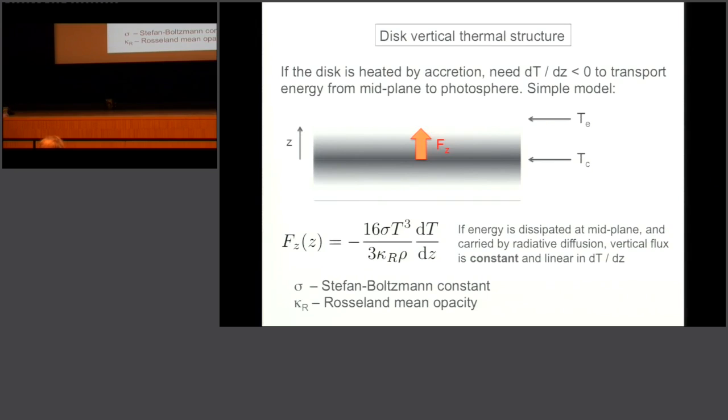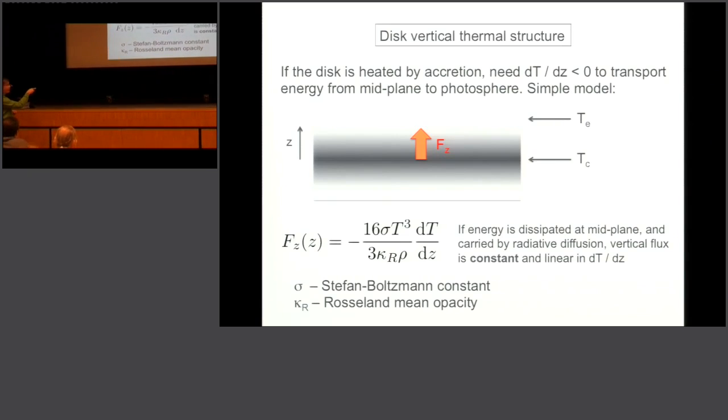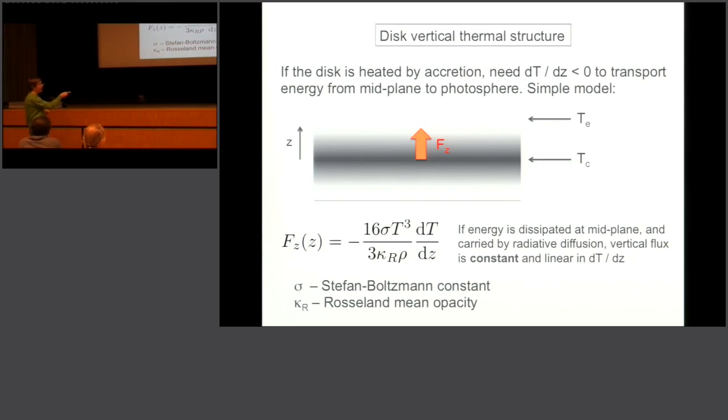So the simplest model you could have is to imagine that all the energy was generated in a thin sheet at the equator of the disk, and then is just being transported through the disk vertically and radiated at the photosphere. And then we have two temperatures, a central temperature and an effective temperature, and we'd like to work out what the relationship is between those two temperatures. So to do that, let's assume that the energy is being transported by radiative diffusion. You could have a slightly different analysis if it was being transported by convection.